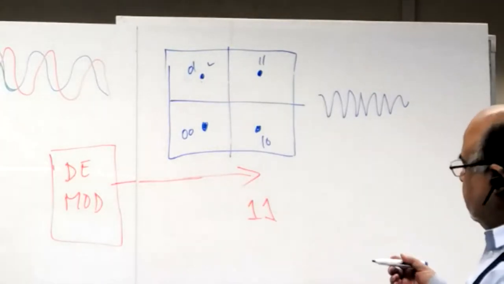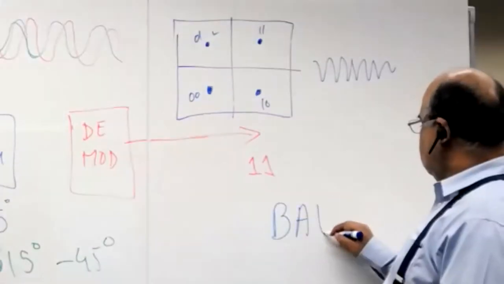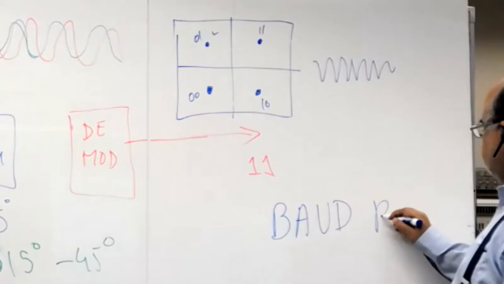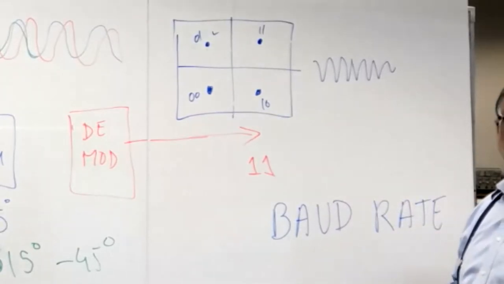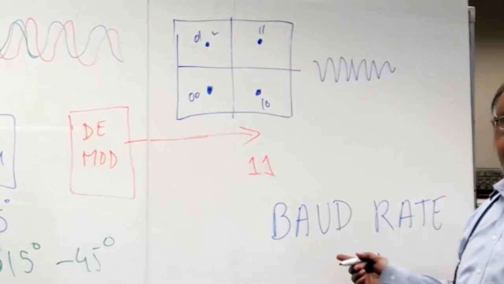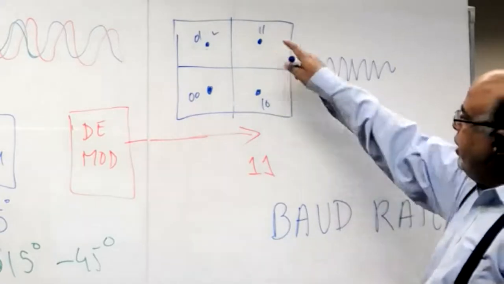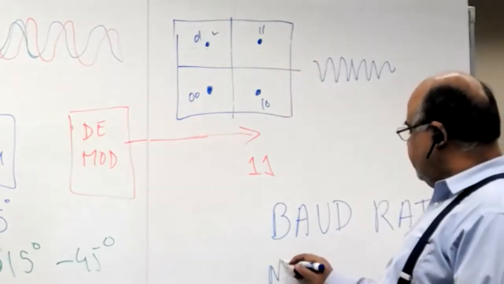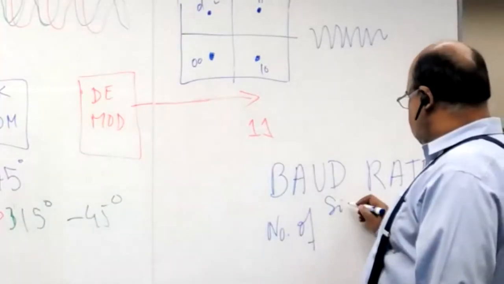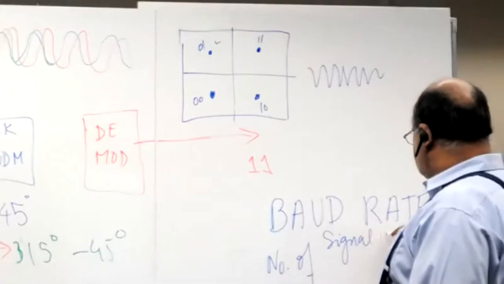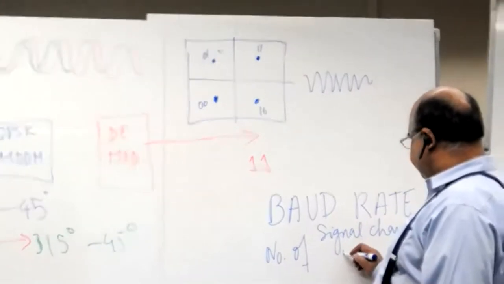That gave rise to the term called baud rate. So baud rate, on this diagram, is the number of signal changes per second.